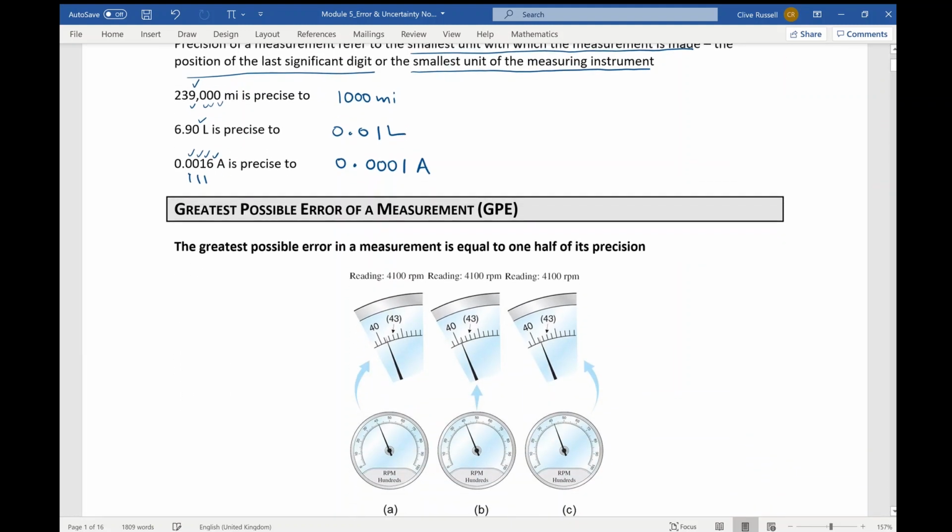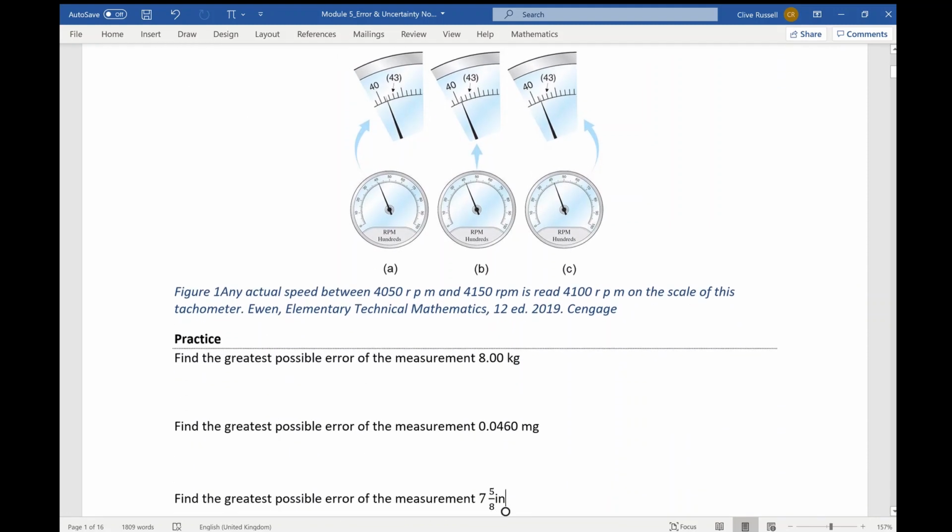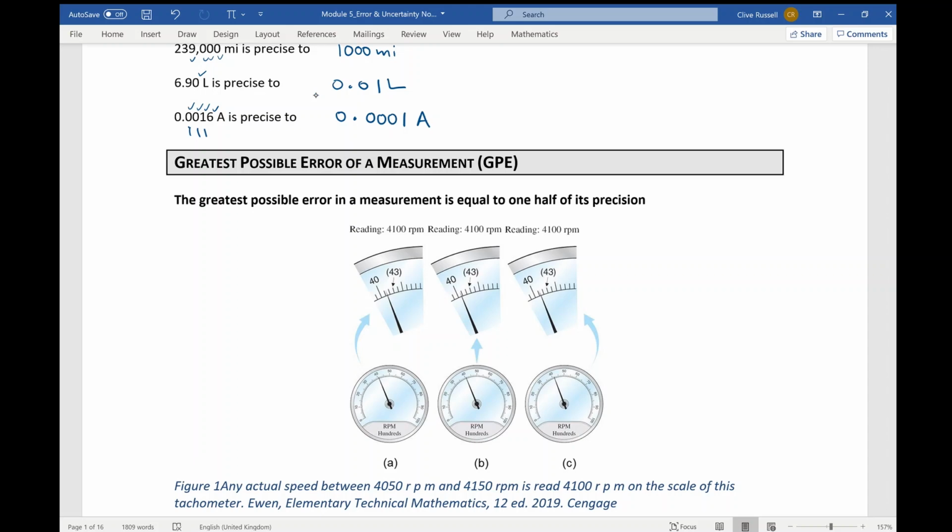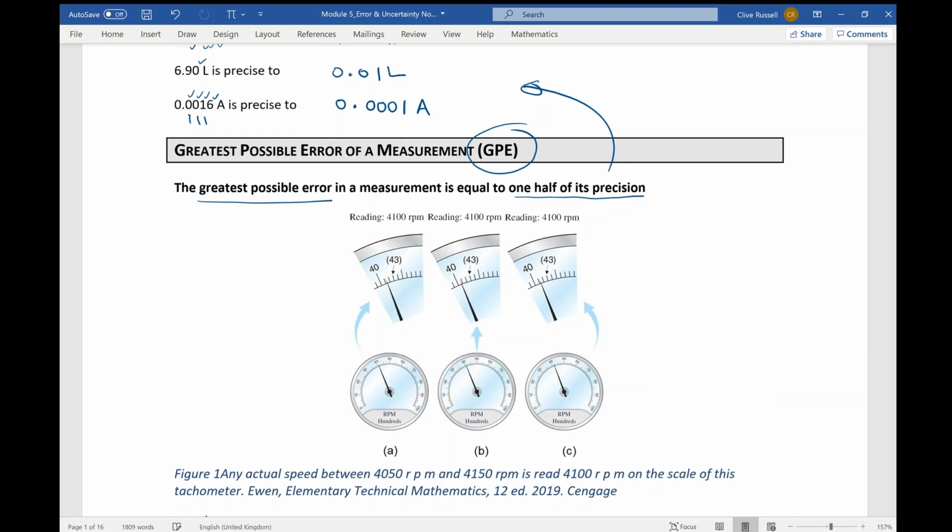Okay. All right. So now we're going to do some practice of what we call the greatest possible error. Now, what is the definition of the greatest possible error? The greatest possible error in a measurement is equal to 1/2 of its precision, and we determine the precision based on what we just did.